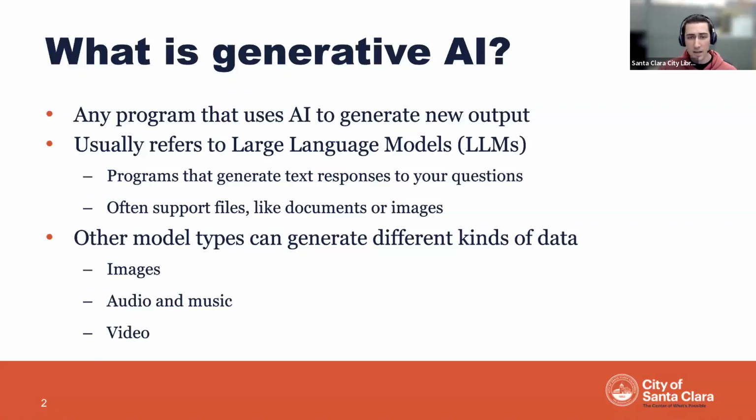But generative AI doesn't just refer to large language models. There's also other kinds of models that generate different kinds of data. So a common one you'll see is image generators. So you type up a description of the image you want, and it would create that image for you. There are also newer models coming out, like audio and music generators. There's even video generators. For this class, however, we're mostly going to be focusing on these large language models and ones that'll output text, although we will touch on some of the other ones.